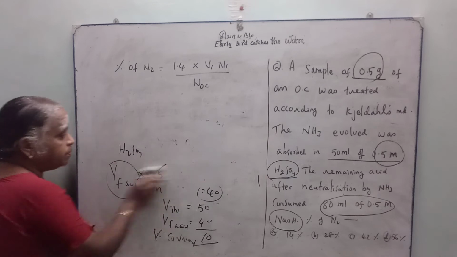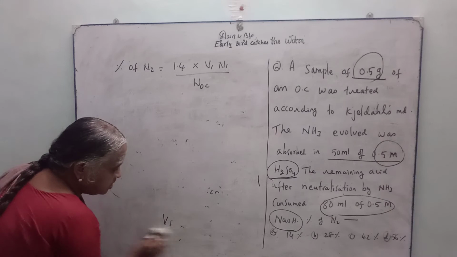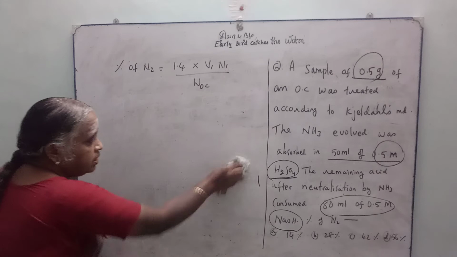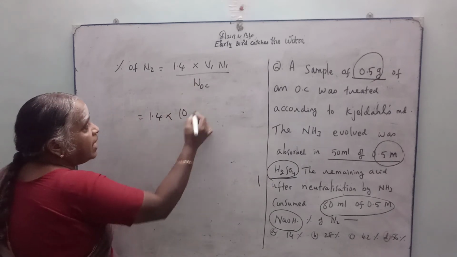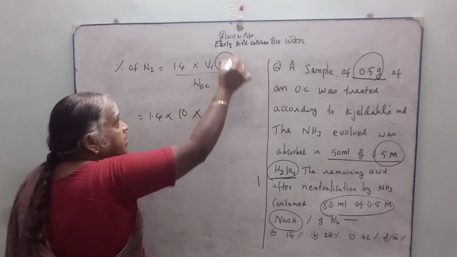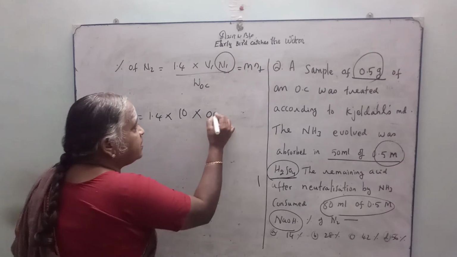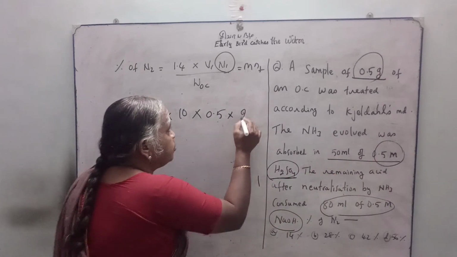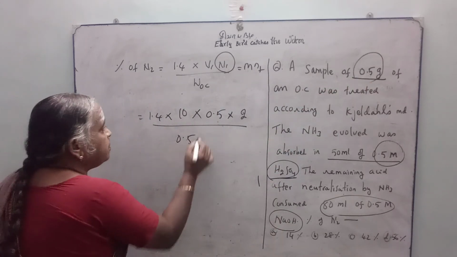Now let us find this problem. Wait children, one minute. Now here: 1.4 into the volume of the acid consumed into normality. Normality is equal to molarity into N factor. The molarity of the acid is 0.5, it is given. The N factor is 2, divided by the weight of the organic compound. You can see, children, it is 0.5, getting cancelled.